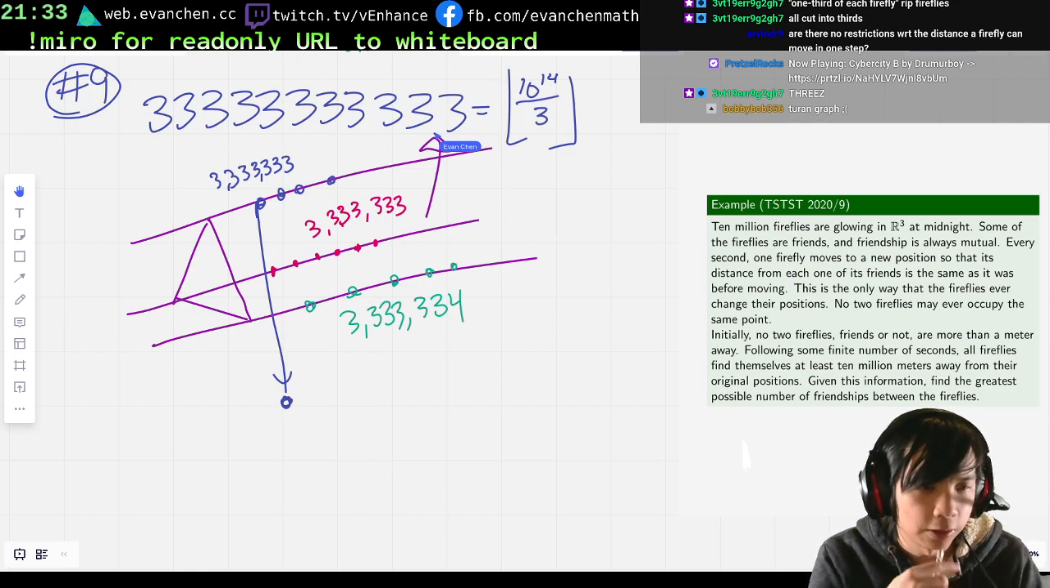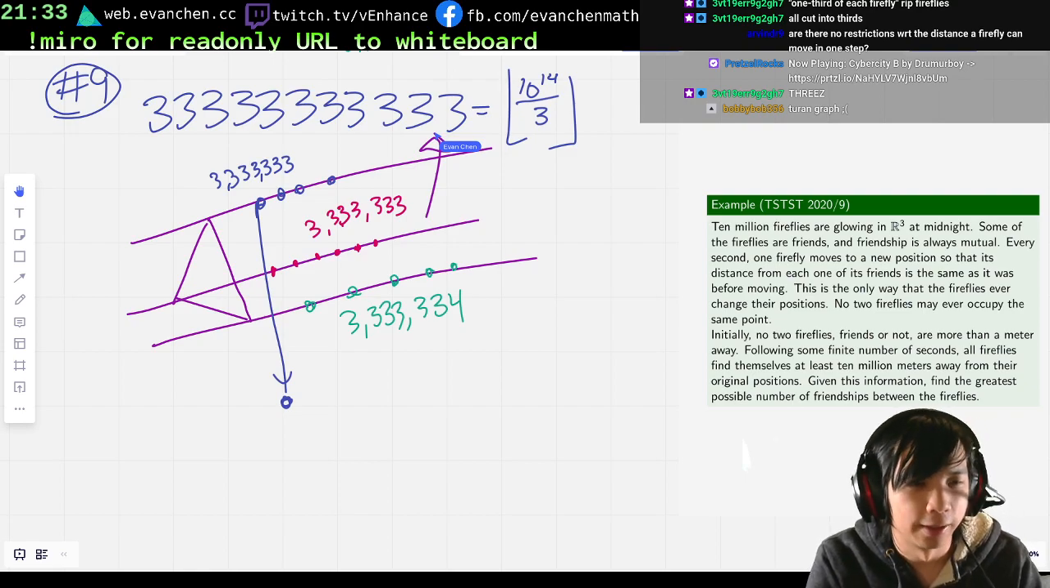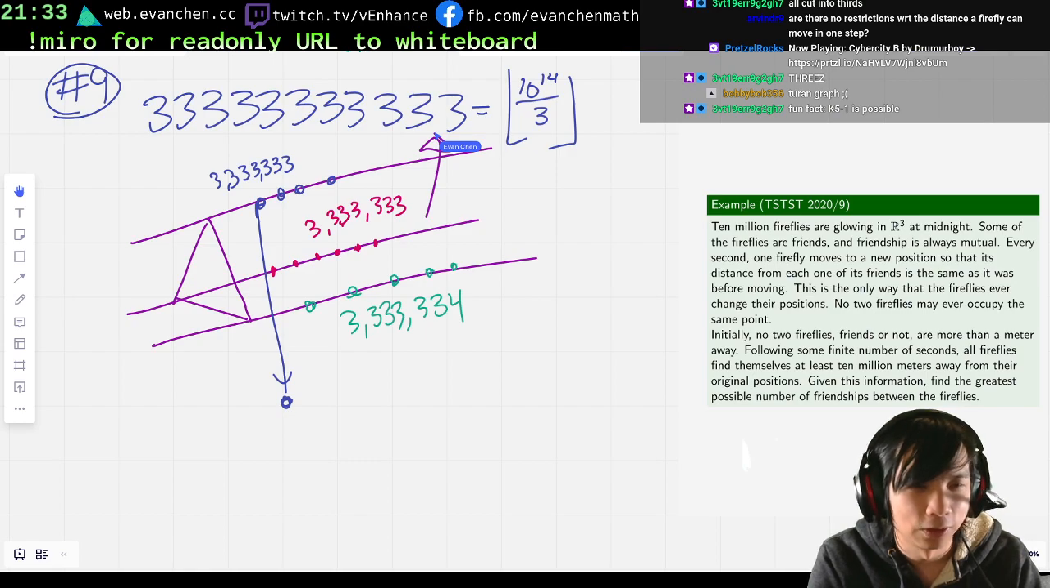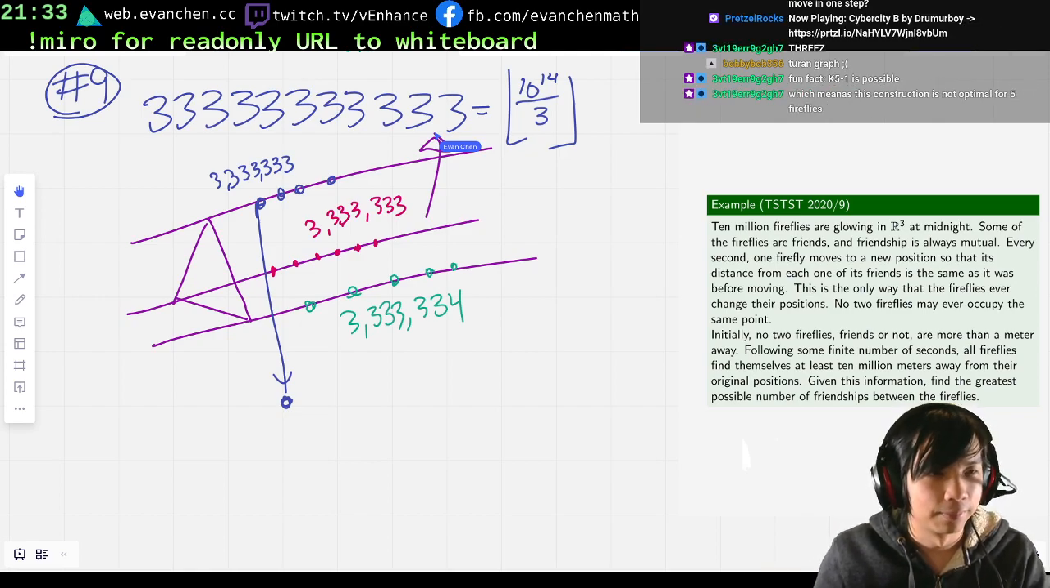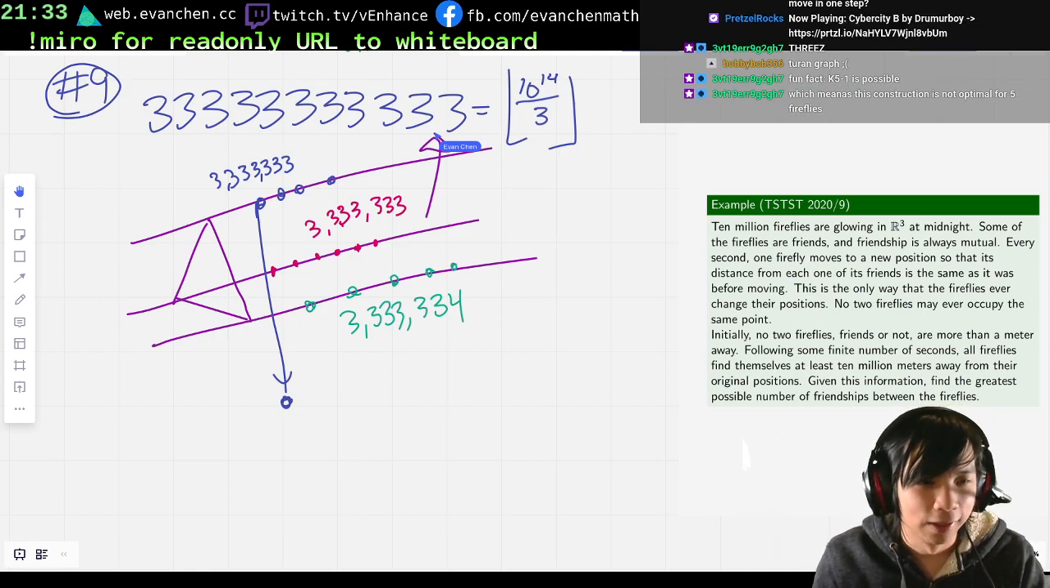So you might be tempted to claim that there is no K4. Well, the first thing you would think is maybe there's no K4, and then you're like, wait, that's silly. If you just have a K4, the fireflies can just move. Yeah, they can move. And you might think, okay, well, maybe if you have a K4, then it's not optimal.